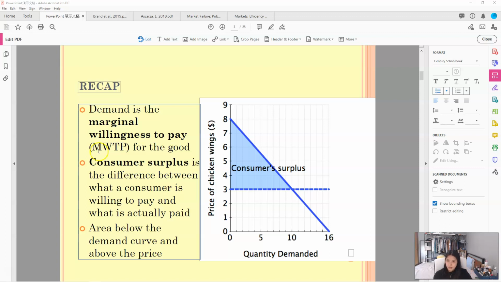So as I said, the area under this blue line is what a consumer is willing to pay. However, the market price is this line, $3. So the area above the market price but below what a consumer is willing to pay is what we call consumer surplus.